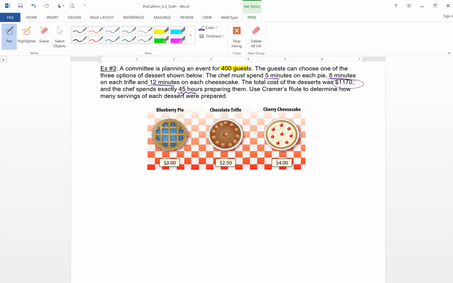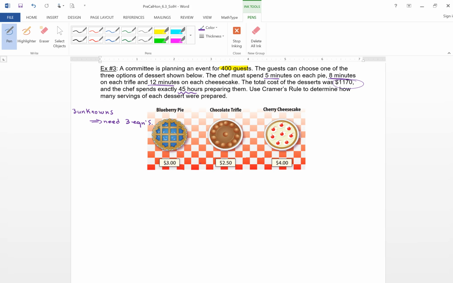Now, we have 3 unknowns: the servings of the pie, the servings of the trifle, and the servings of the cheesecake. If you have 3 unknowns, you have to be able to come up with 3 equations minimum in order to solve it. If you can only come up with 2 equations, that means you don't have enough information. It's unsolvable. So 3 unknowns means you need 3 equations. Well, I think we can come up with 3 equations here.